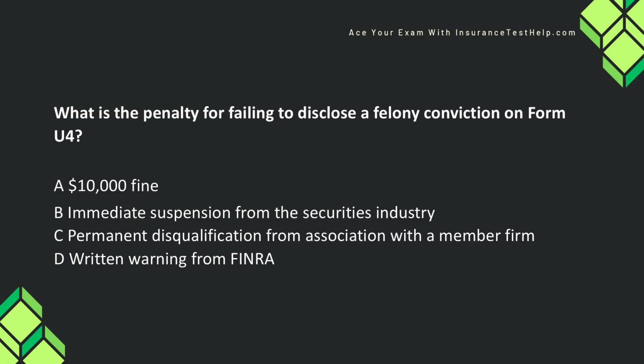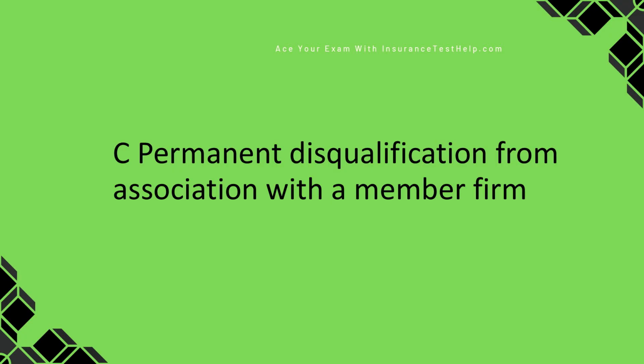What is the penalty for failing to disclose a felony conviction on Form U4? Remember I told you to know everything about your U4? A, $10,000 fine. B, immediate suspension from the securities industry. C, permanent disqualification from association with a member firm. Or D, a written warning from FINRA. The correct answer here is going to be C, permanent disqualification from association with a member firm.